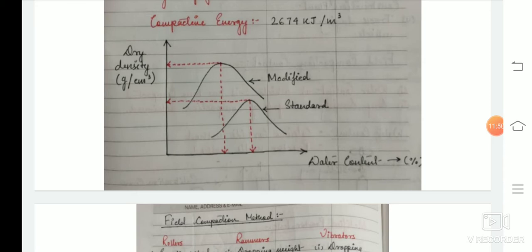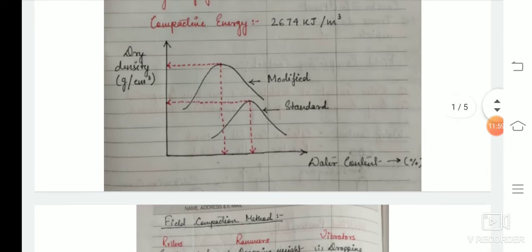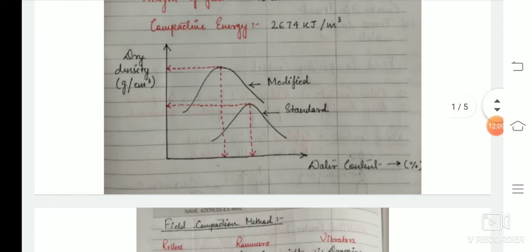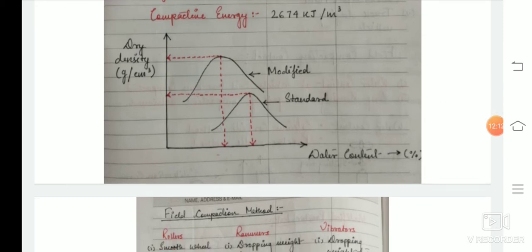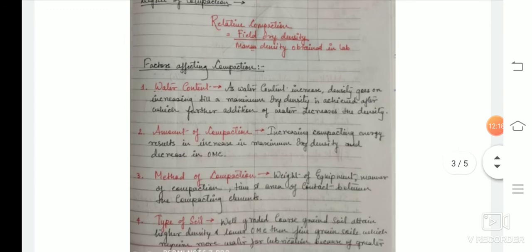As we increase the energy for the same type of soil, it can be seen that a higher density is achieved for higher compactive energy than for lower compactive energy. By using higher compactive energy, we get more density at less water content, and if we use less compacting energy, we get less density at a higher moisture content. So this is the effect of compaction.